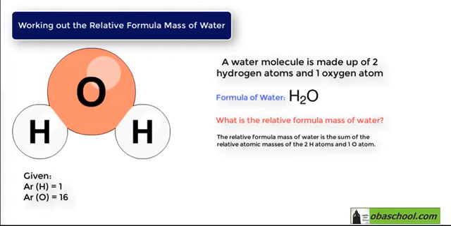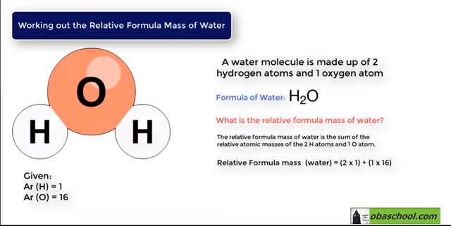We have 2 hydrogen atoms in the molecule of water. It's H2O. Therefore, there are 2 hydrogen atoms in this molecule. So the total relative atomic mass of hydrogen in the water molecule is 2 times the relative atomic mass of 1 hydrogen. That is 2 times 1.